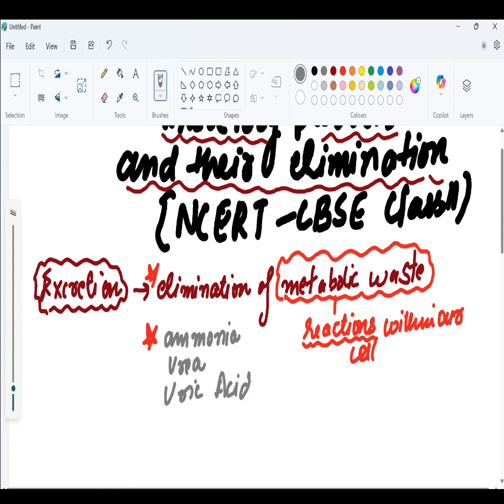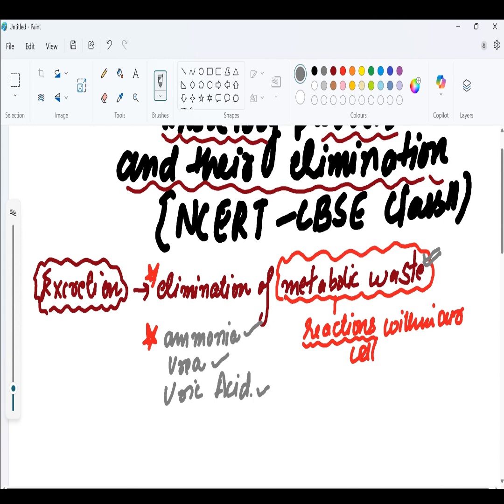So we have just studied that excretion is the elimination of metabolic waste like ammonia, urea, and uric acid. These are generated within the tissues, within the cells of our body, due to the various reactions taking place within the body. Simply defined, excretion is the removal of metabolic waste from our body, and the metabolic waste could be in the form of ammonia, urea, or uric acid.